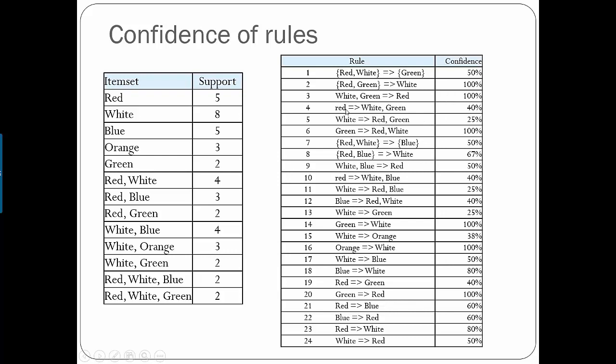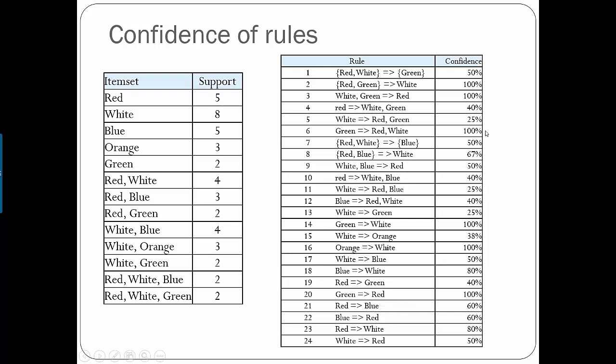Okay, we'll do one more. We had 2 in the antecedent and 1 in the consequent. So let's do 1 in the antecedent and 2 in the consequent. So red means white and green. Again the numerator is 2. Now red is your antecedent, only red, and red is 5. So 2 over 5 gives you 40%.